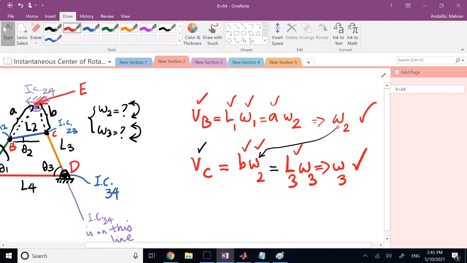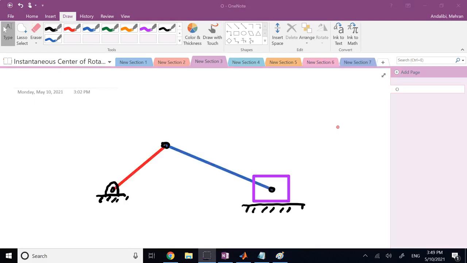Now here, let me show you another example, the slider crank mechanism. And here again, I'm going to give some names to the members. So this is L1 and theta 1.